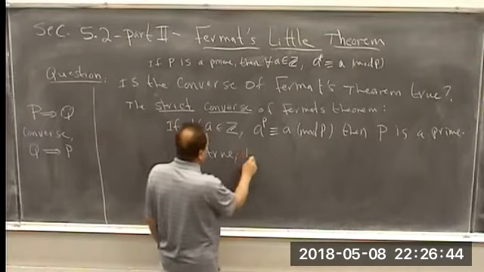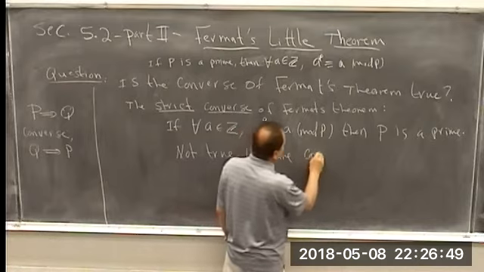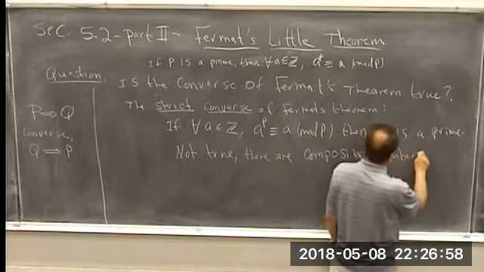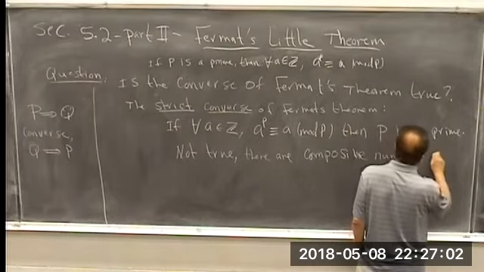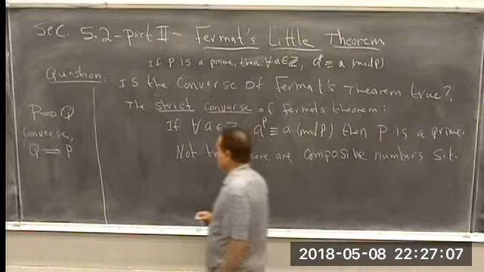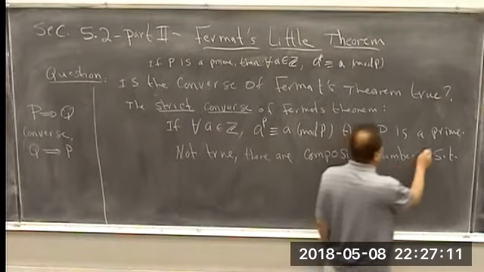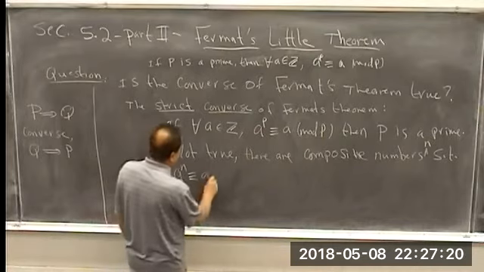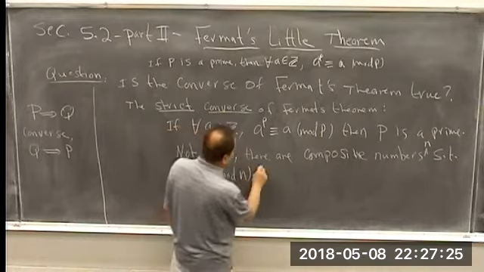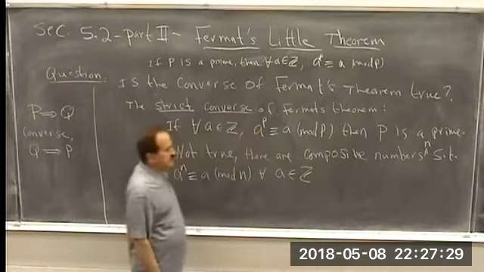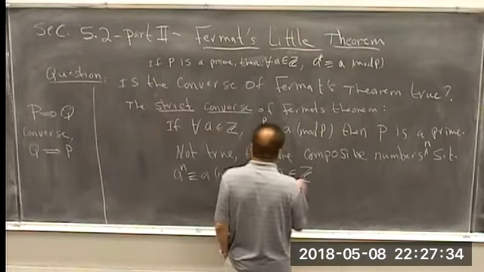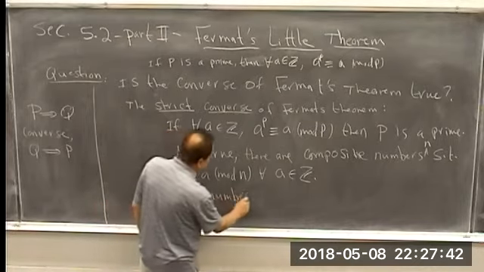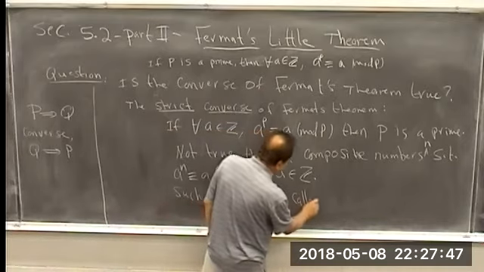In other words, there are composite numbers N such that A to the N is congruent to A mod N for every A in Z. Such numbers are called Carmichael numbers.